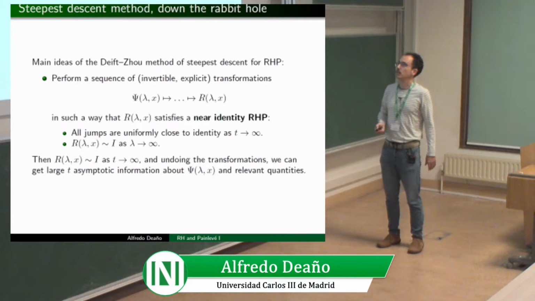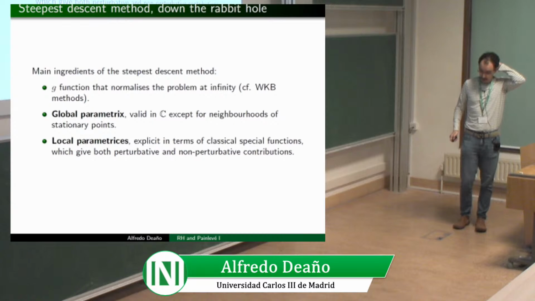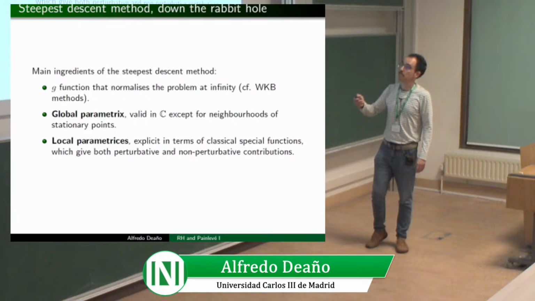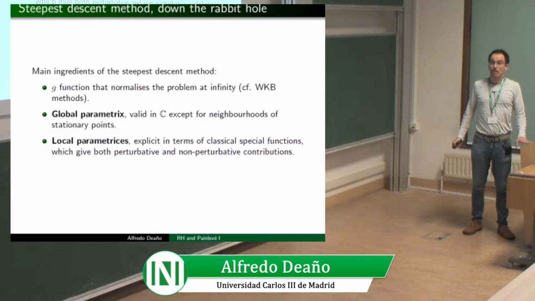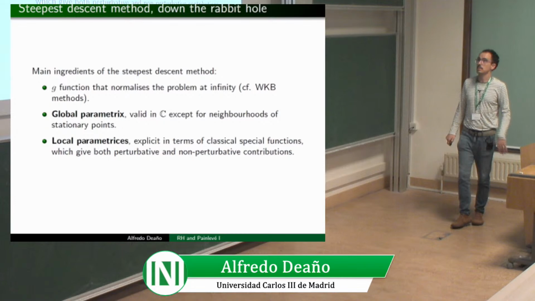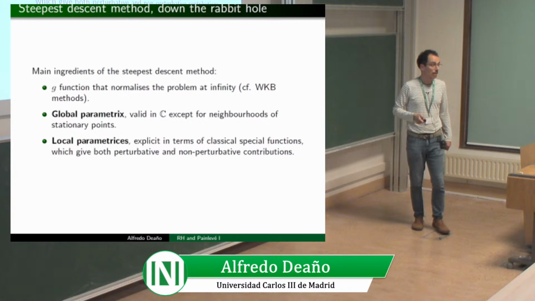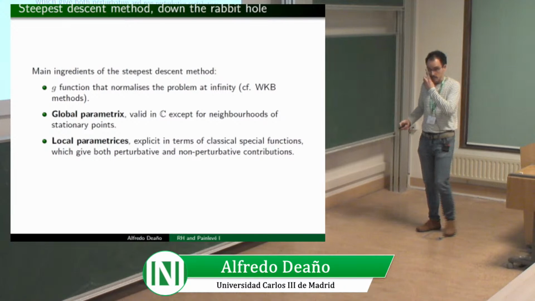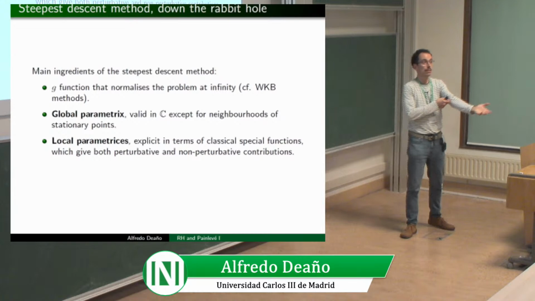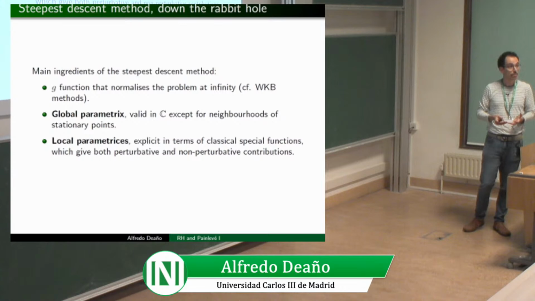And there are some ingredients here that are more or less standard. This is also shared with, if you have seen or done Riemann-Hilbert problems for orthogonal polynomials or random matrix theory, some of this is common, but you have to be a bit careful. For example, the first important ingredient is the G function. And the G function, if you are working in orthogonal polynomials or in random matrix theory, normally has an interpretation that is describing the limit behavior of zeros of orthogonal polynomials in the large n limit, or eigenvalues of your random matrix model in the large matrix size limit.